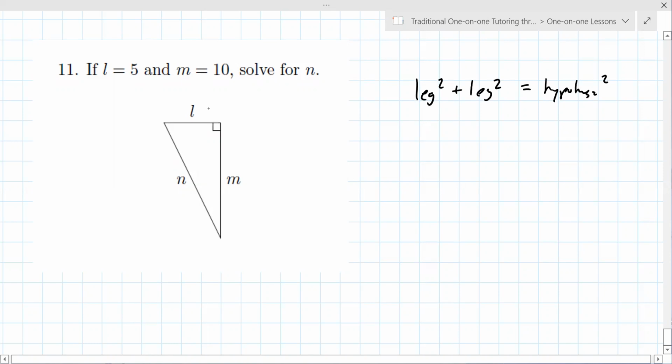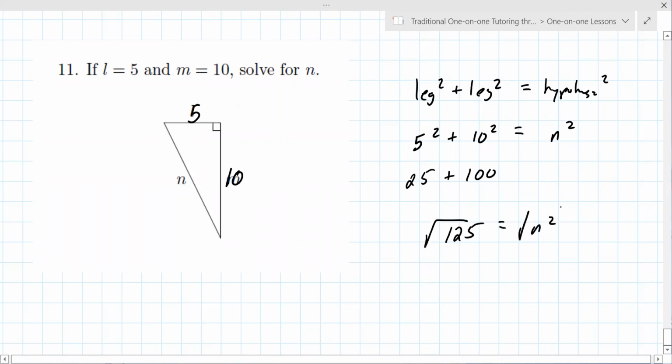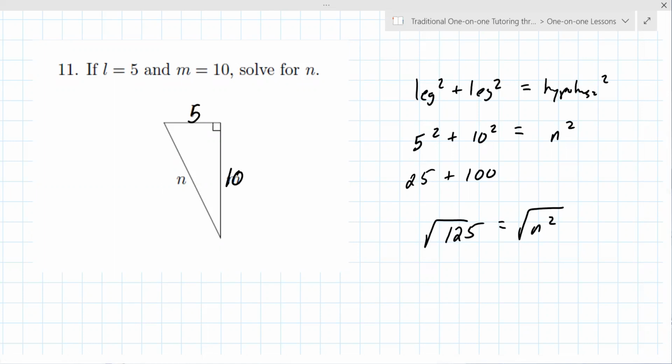Okay, because what you really need to do is be able to put the numbers in, square them, and take a square root. So this is 5 squared plus 10 squared equals n squared, because n is the hypotenuse. 25 plus 100. So you have to be able to take the square root of 125. Will you do that part for me? Yes, sir.